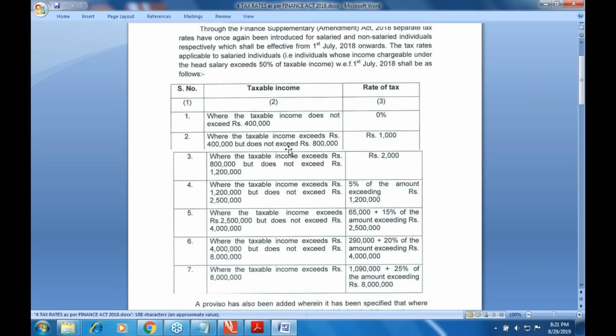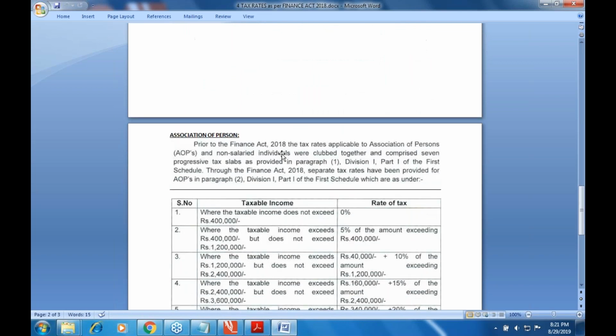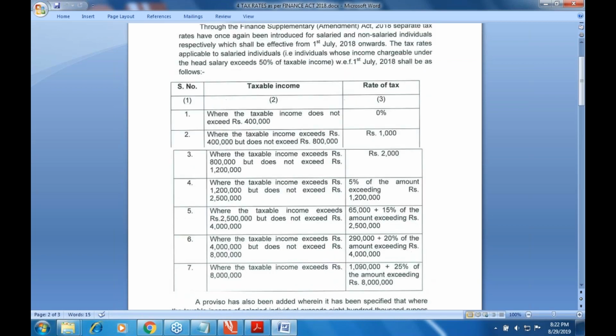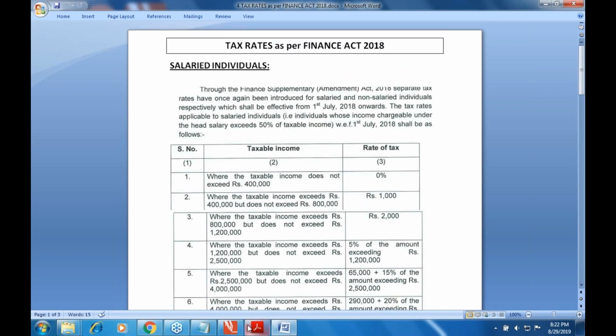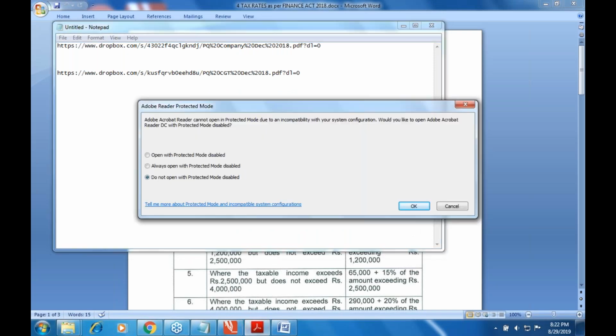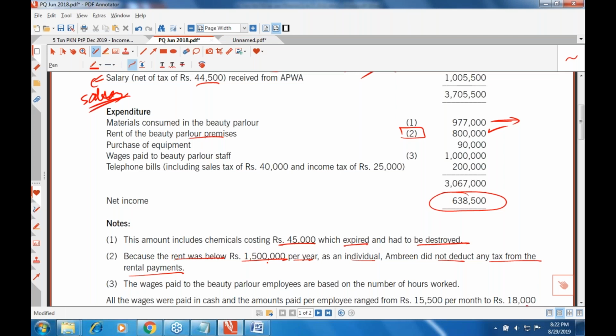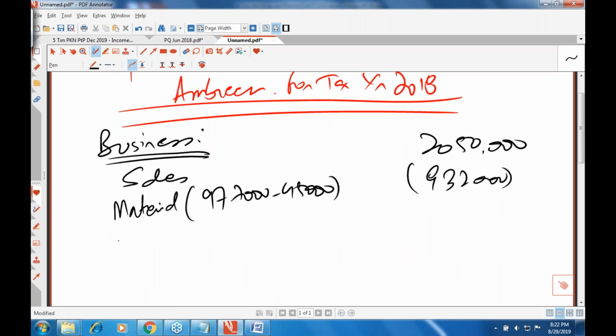you would see this is the rate for the individuals, this is non-salaried individuals, and this is AOP, the company, then the small company. Unfortunately, over here we have not actually considered the rate for the property, but the income from property up to this 1.5 million is actually subject to tax. So they should have deducted the tax. If there was a tax required to be deducted on the rental payment, and you have not deducted it, then you cannot claim that expense.